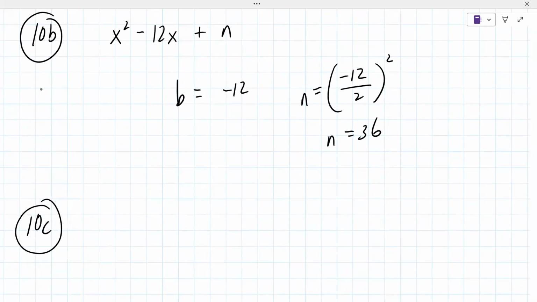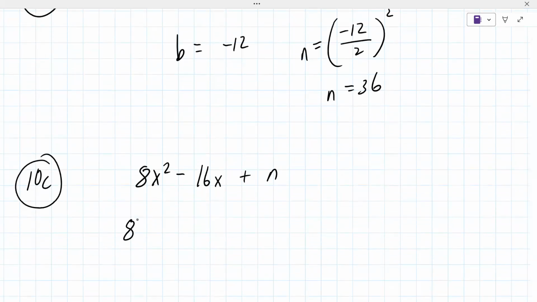All right, now for 10C, I need a little help here. Is that 8x cubed or 8x squared? 8x squared. 8x squared minus 16x plus n. All right, so we're going to first factor out this 8. We'll talk about why in a moment. And we're going to just leave this empty.